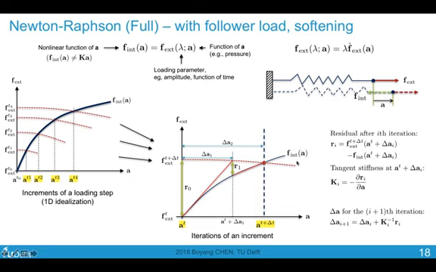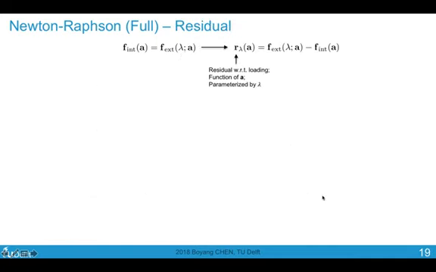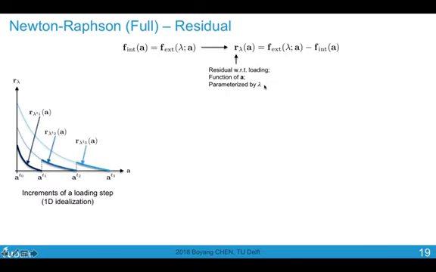A better approach is to directly work with residues, and we can directly form a function called residue function. Now it's a function of A, and the residue is a parameterized function by lambda, which is the loading parameter. Now we can plot the line of residue after each loading increment. So we start with the first increment. We have the first residue function, and we gradually, through iterations, find our first solution for the first loading increment.